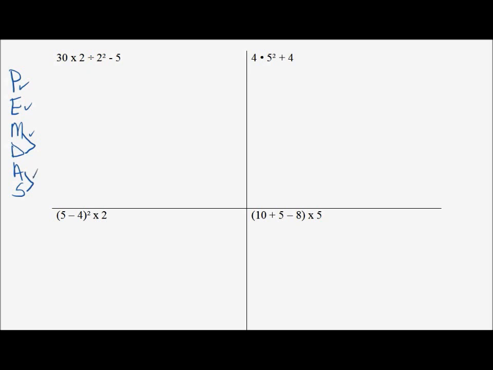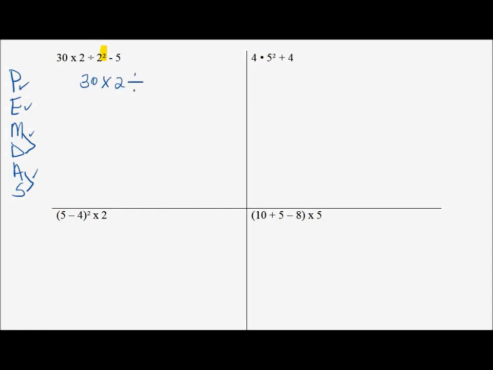So when I look at my first one, I don't have any parentheses. However, I do have an exponent. I have this 2 to the second power, so I know I have to evaluate that first. And incidentally, as you're checking yours, if you found that you made a mistake, please correct your mistake as we're going along. So the first thing I want to do is evaluate my exponent. So I'll just go ahead and rewrite everything that I have.